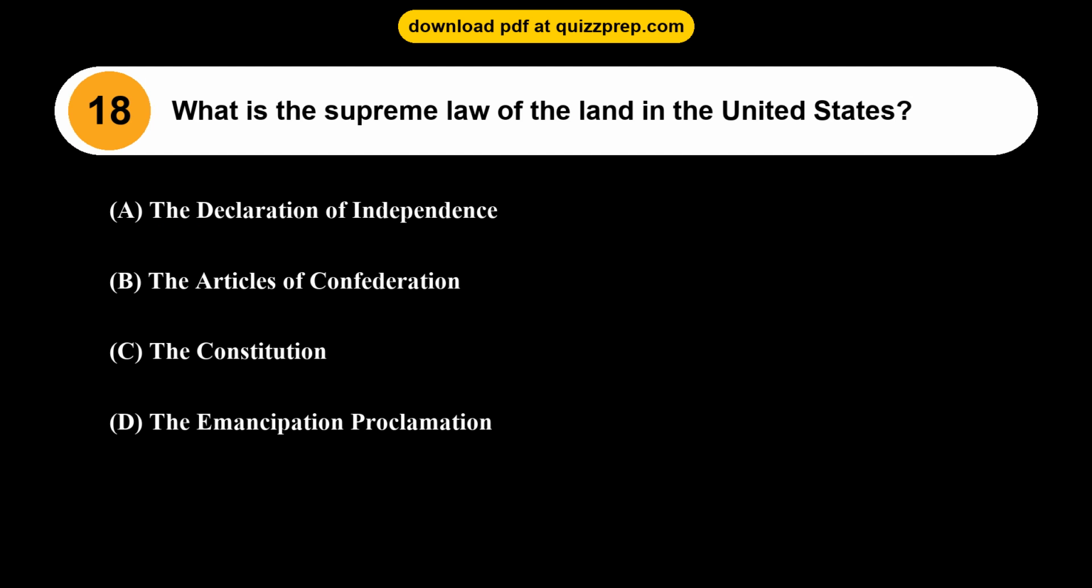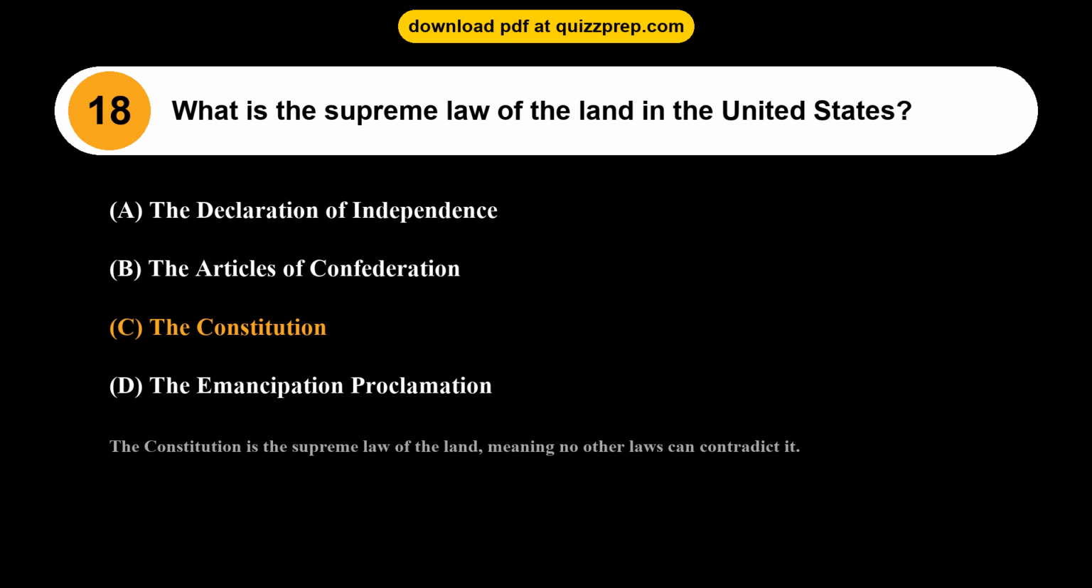Question 18. What is the supreme law of the land in the United States? Option A. The Declaration of Independence. Option B. The Articles of Confederation. Option C. The Constitution. Option D. The Emancipation Proclamation. The correct answer is option C. The Constitution. The Constitution is the supreme law of the land, meaning no other laws can contradict it.